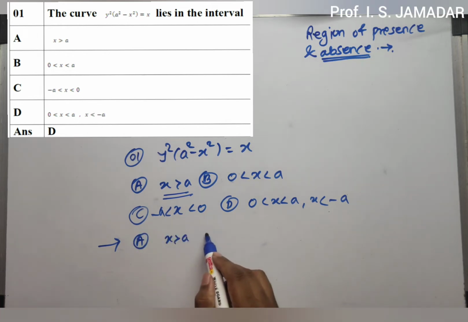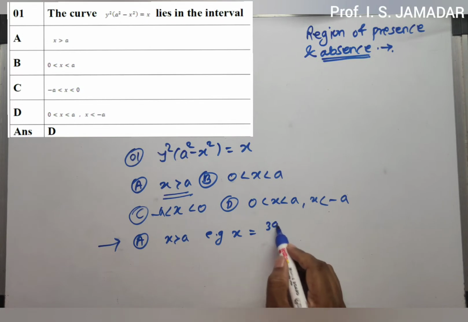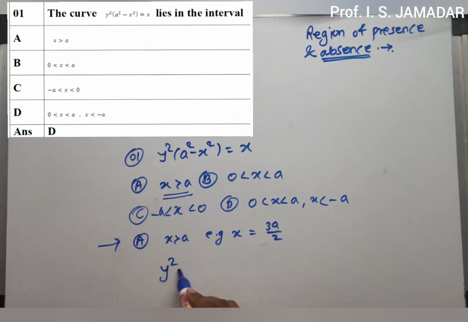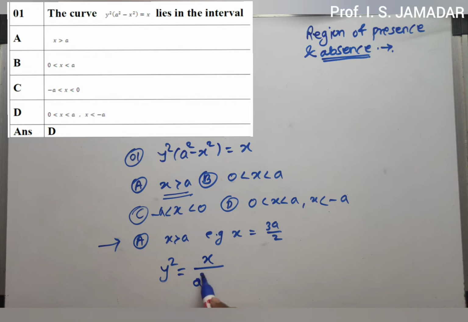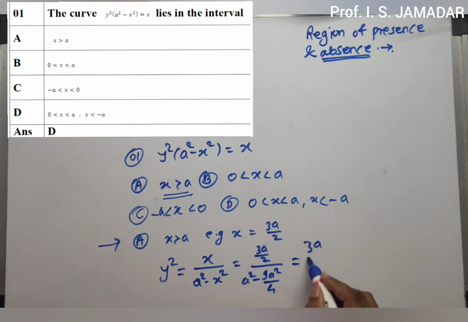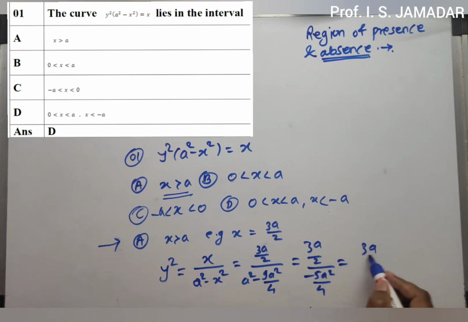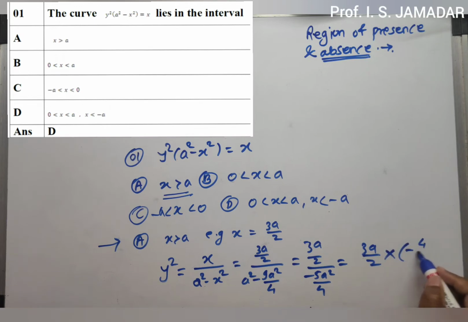So for x greater than a, for example, suppose I take x equal to 3a upon 2, then what is y square? From the given equation of the curve, y square is x upon a square minus x square. Put x as 3a by 2, so it is 3a by 2 divided by a square minus 9a square upon 4. So that is 3a by 2, and the denominator is minus 5a square upon 4. So that will be 3a upon 2 into minus 4 upon 5a square. Two twos are 4, a cancels, what remains? 6 divided by 5a and this minus sign.